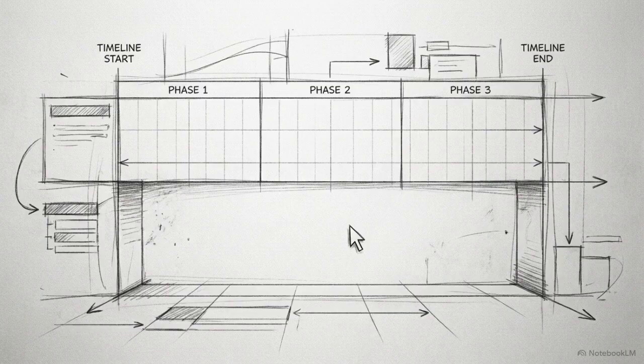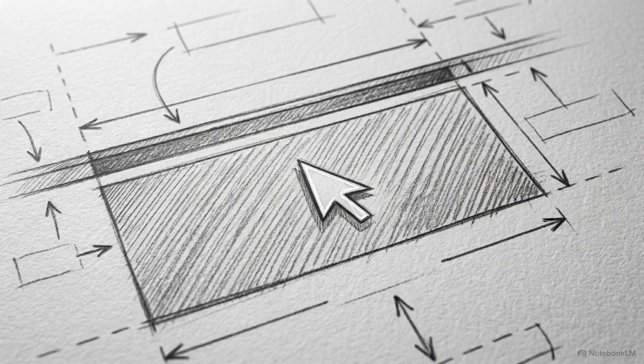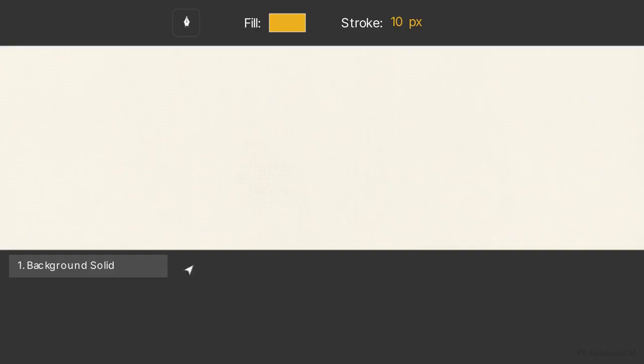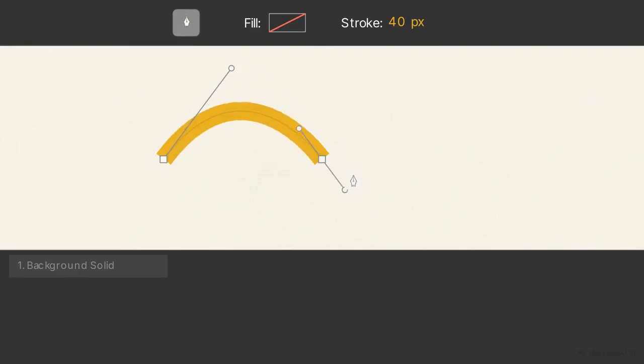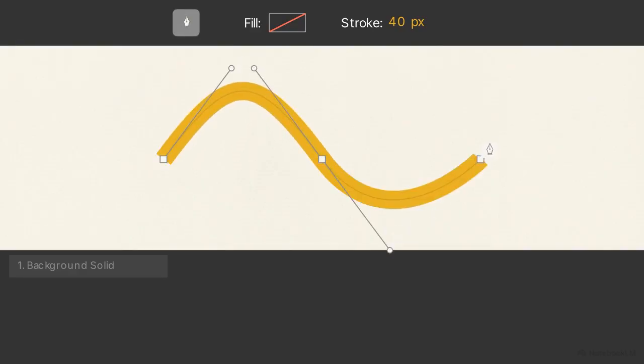First, click into the empty space of your timeline to ensure no layers are selected. This prevents After Effects from accidentally drawing a mask instead of a new shape. Grab the pen tool. At the top of the screen, set your fill to none and your stroke to a heavyweight, around 40 pixels. Now, draw a curved path right across your composition.